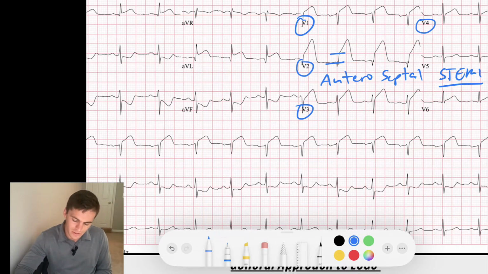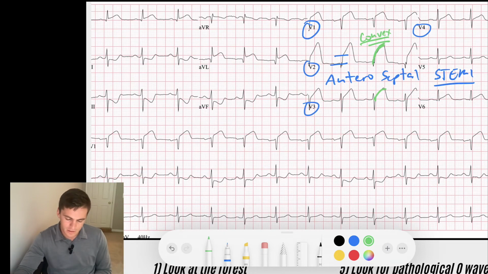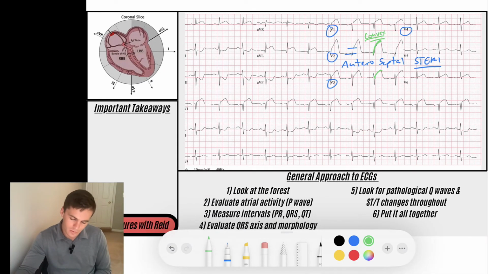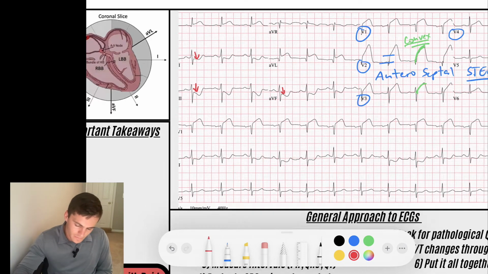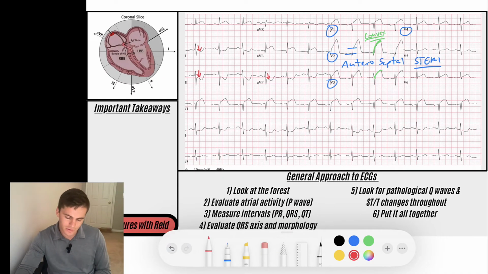That ST segment elevation, though, is convex, meaning it's curved in the opposite direction, right? So this is a more convex shape. Something else that you see when you get an anteroseptal MI is reciprocal ST depression, that is opposite, right? So you get these reciprocal changes that you don't really see in pericarditis.